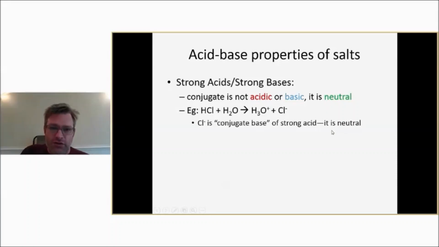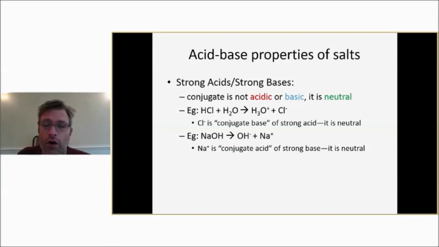Therefore, it is neutral, because in order for this conjugate base to be basic, it has to be able to pull protons off of water. Cl minus is so weak that it doesn't hold on to protons well at all, which is why HCl completely dissociates. Therefore, it is neutral because it can't dissociate any of the water molecules to make OH minus.